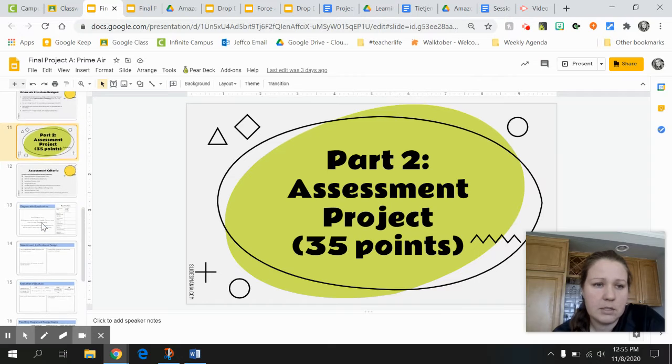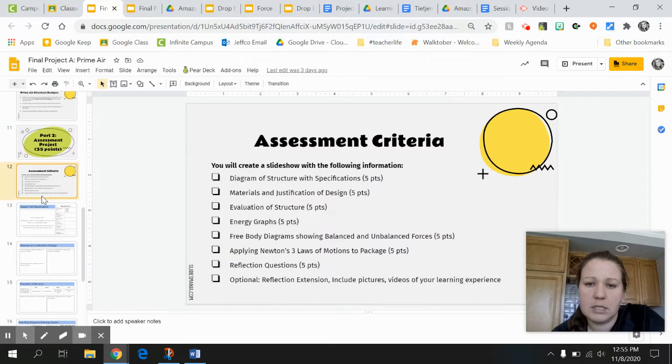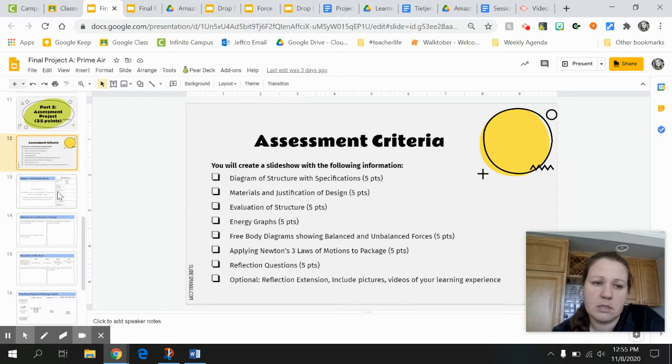Okay? So slide 12 just gives you kind of a heads up of how this part of the project is being graded. What do you all need in the project? And so for the most part, each slide is 5 to 10 points based on what it's asking. Okay? And so really, if you just complete all the slides and make sure you don't delete any of the slides, then you should be good to go.